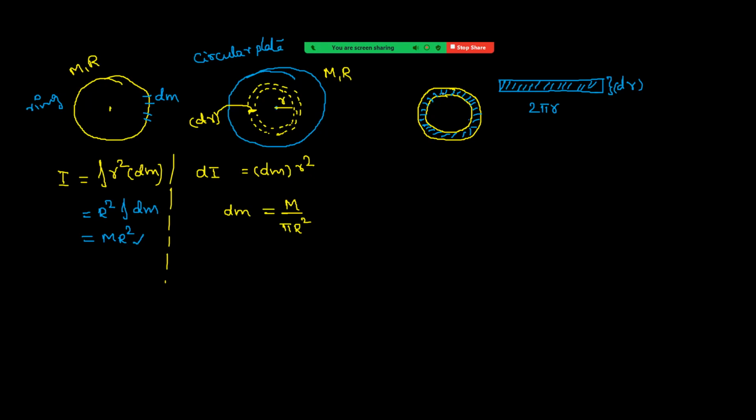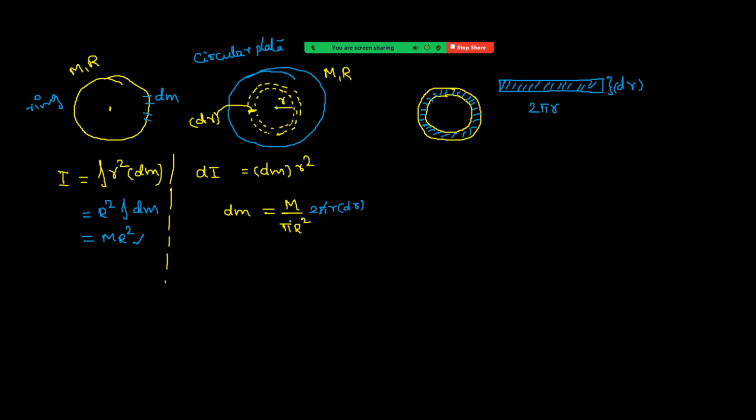So the area of this part is... To make it simple, what I am saying is cut this one. Then this becomes a rectangle, right? Its length is 2 pi r and its breadth is dr. So area equals 2 pi r into dr. In fact, we have done the same calculation while discussing center of mass. Now substitute this in this one.